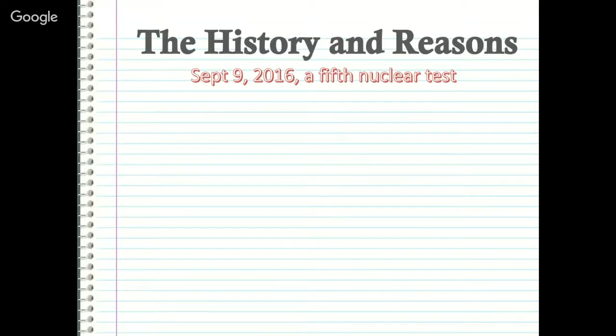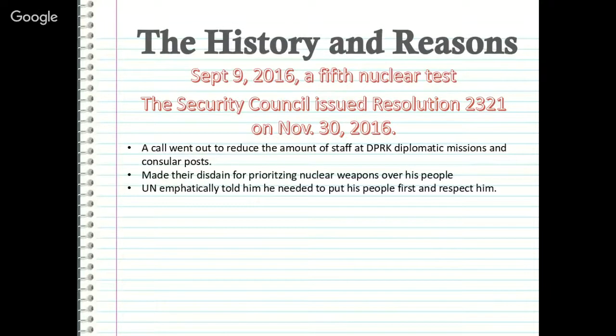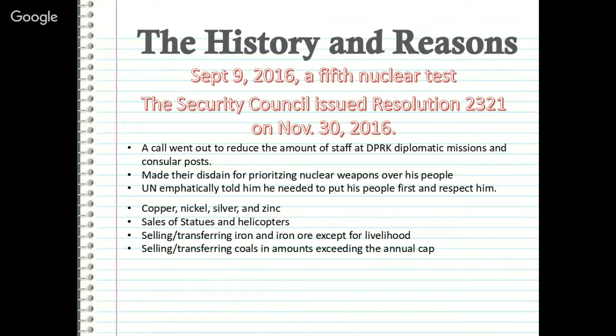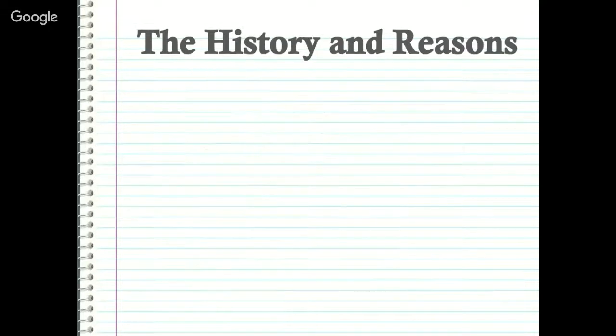So now we're up to September 9th, 2016. After a decade of sanctions and Kim Jong Un continuing, they expanded the sanctions even further. These expansions included limits on the number of North Korean diplomats, shaking their finger, figuratively, at North Korea about the treatment of its people, and to respect its people. Bans on imports, helicopters, or transfers.